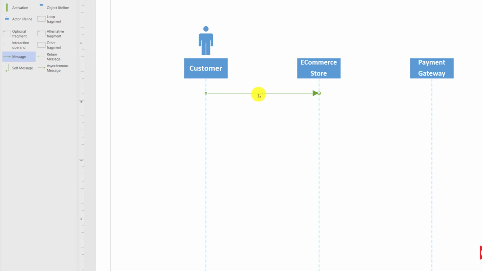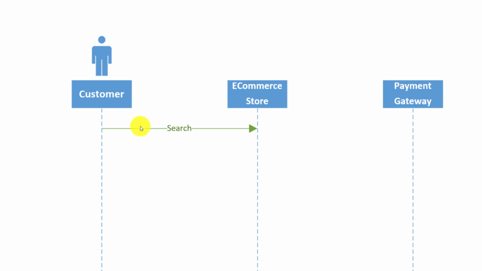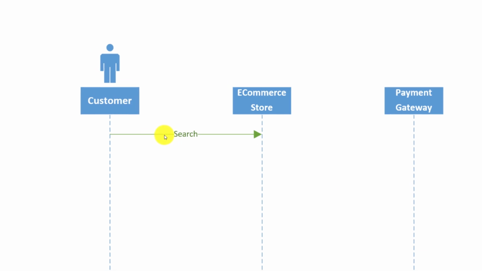The first thing that customers do when they come to the e-commerce store is search for a particular item. Once you have a message in place, you can double-click on the message and type in the activity. One thing you might consider changing right away is the color of the message, because green typically doesn't match well with blue and red. So I'm going to change it to black.